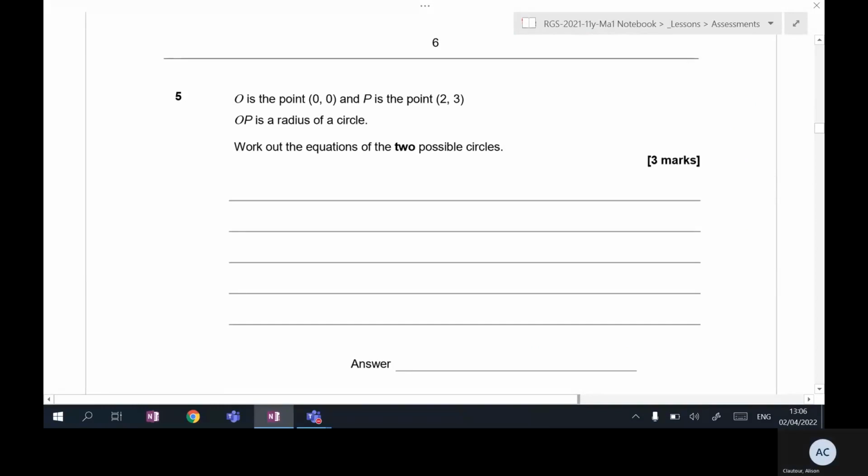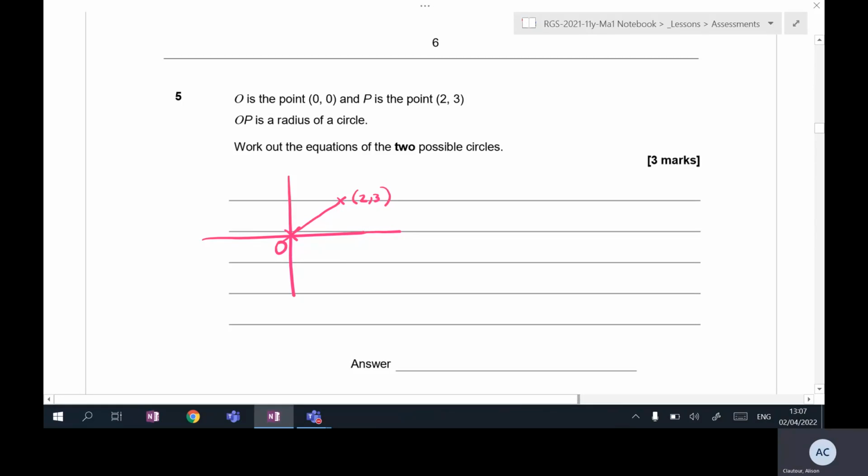Number 5. The best thing to do with these sorts of questions is draw it so you know what it should look like. So we've got the origin here. And then the point P is 2, 3. So let's say that's up here. And we know that this is the radius of the circle. So we want to find the 2 possible equations of circles.